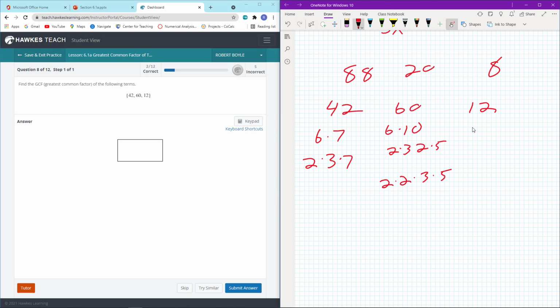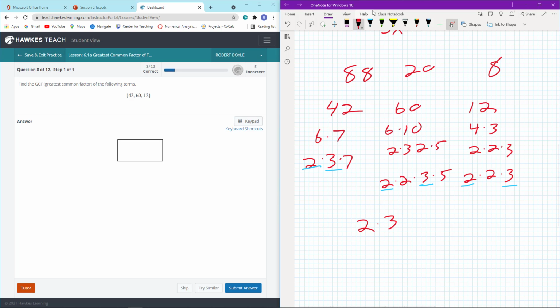And then the 12 can be factored into 4 times 3. The 4 can be factored into 2 times 2, times 3. And that will give us 2 times 2 times 3. Now we can collect our common factors. Notice we have a 2 here, and a 2 here, and a 2 here. So we can write down a single 2. Notice that we have a 3 here, a 3 here, and a 3 here. So we can write down a 3.